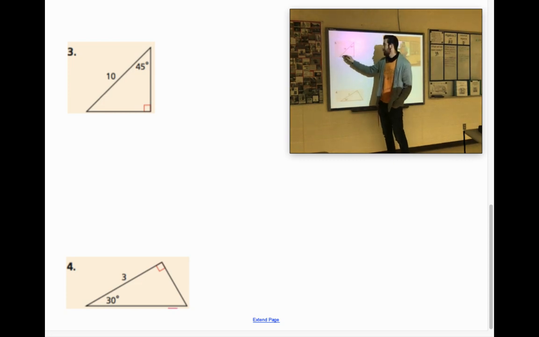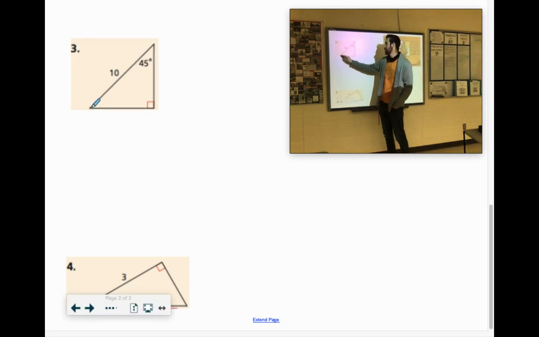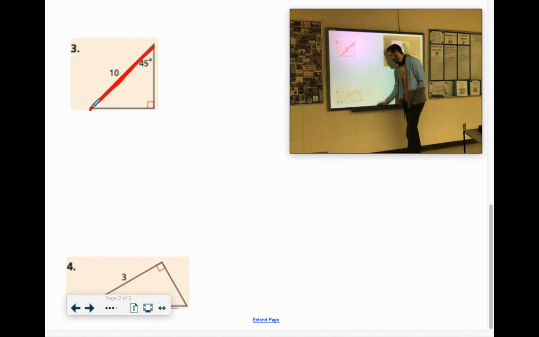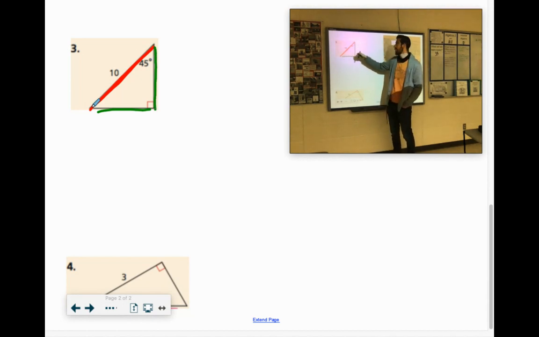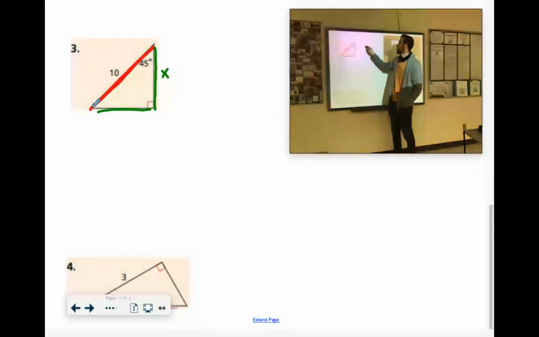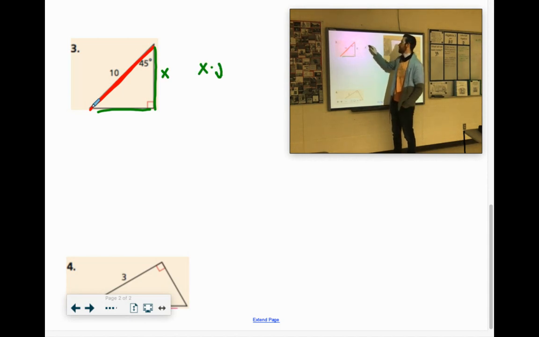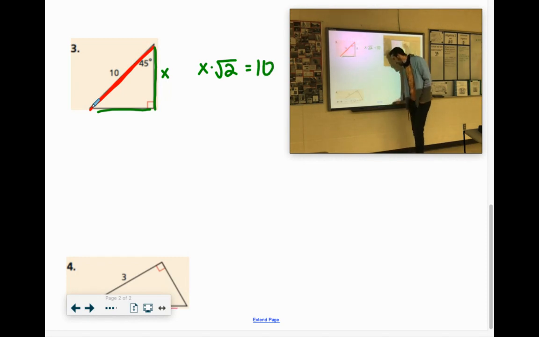Number 3 gave us the hypotenuse of the 45, 45, 90. So we need to figure out the two sides, which are both the same. But remember, the hypotenuse of these was the side, which we'll call x. It was the side times the square root of 2 that gave us the hypotenuse. So if we need to go backwards, we would just divide it by the square root of 2.